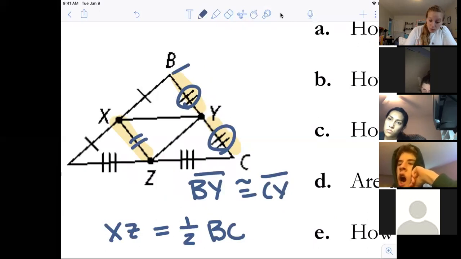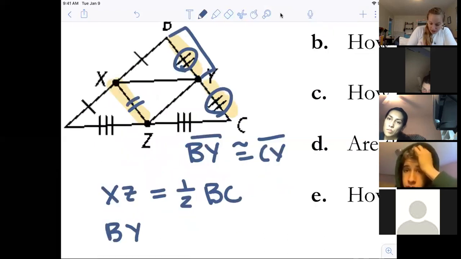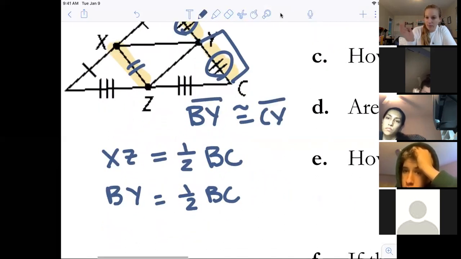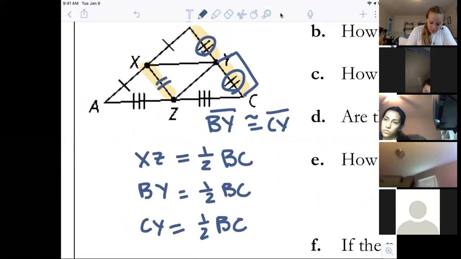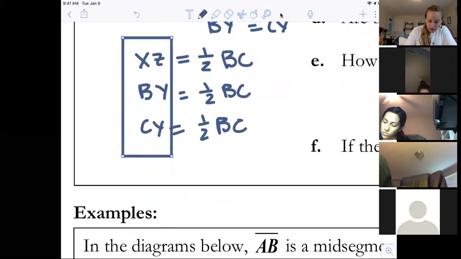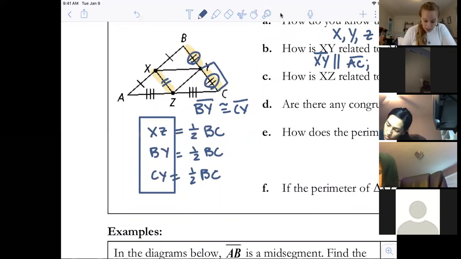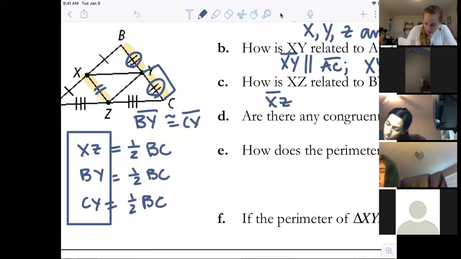So if I know that XZ is equal to one half of BC, we also know that BY is equal to one half of BC, right? Because Y is in the middle. And we also know that CY is equal to one half of BC, because again, Y is the midpoint. If I go from the endpoint to the midpoint, that's halfway through. So Maddie was correct, but I wanted to make sure that we all understood why. All three of these are congruent because they are all one half of BC. They are all the same length, based on what we know about midpoints and what we just learned about mid-segments. So I'm going to write over here, XZ is congruent to BY, which is congruent to CY.